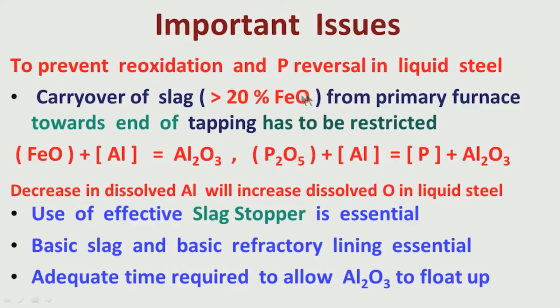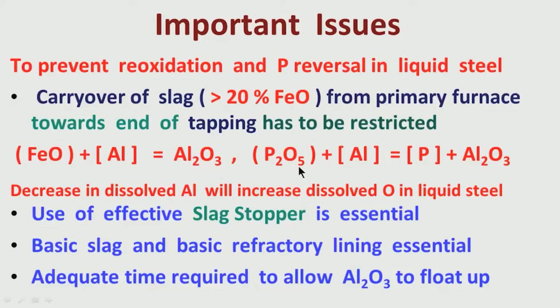Why? Because, as I have told you, this slag has a very high amount of iron oxide. It is more than 20%, it can be 25%, it can be almost 30% total FeO, since different types of oxides are there. So, assuming it is FeO, the amount is more than say 20 or 25%. If some of it comes to the ladle, it will react with the dissolved aluminum or dissolved deoxidant present in the liquid steel. This iron oxide in slag will react with aluminum in liquid steel to form alumina.